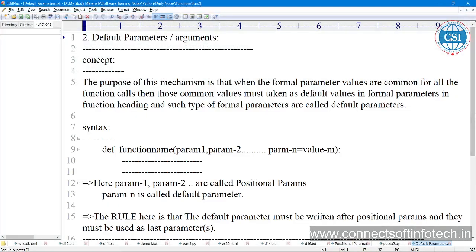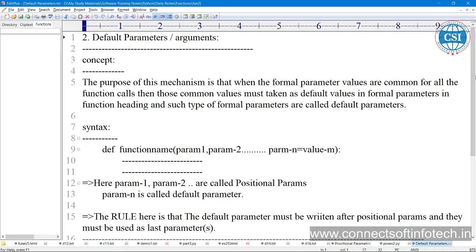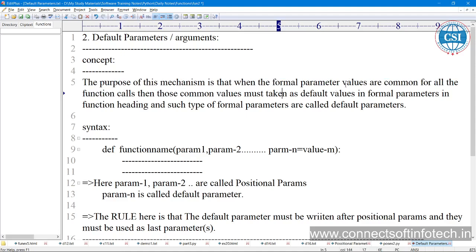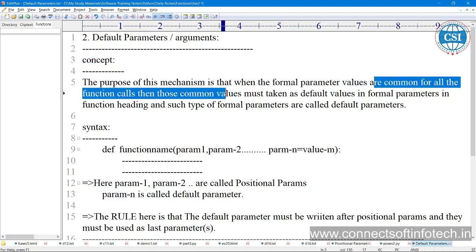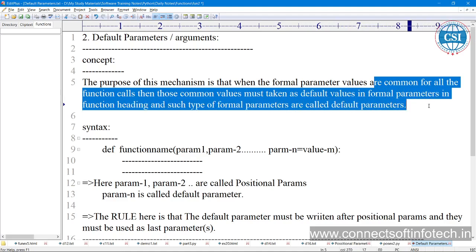Okay, default parameter or argument, right? So the next one is default parameter. How can we define the default parameter? What is the concept? The purpose of this mechanism is that when the formal parameter values are common for all function calls, then those common values must be taken as default values in the formal parameters in the function heading. Such a formal parameter is known as a default parameter.